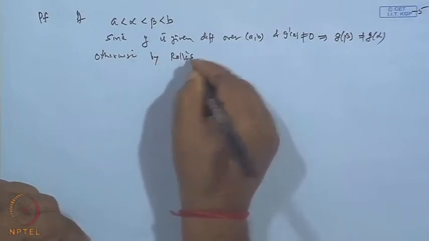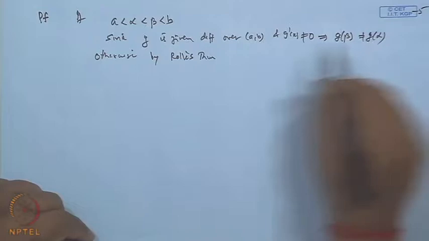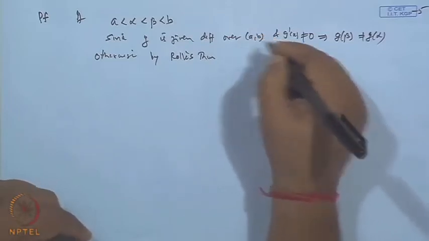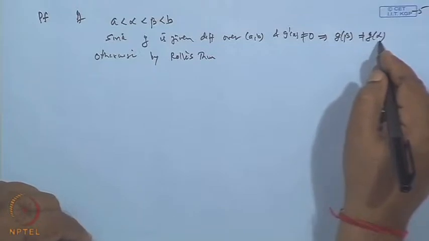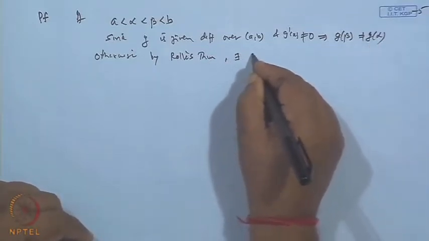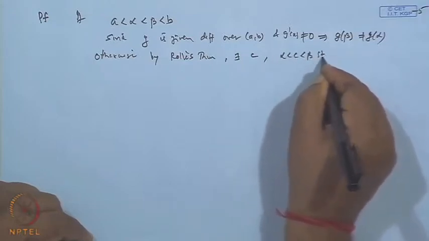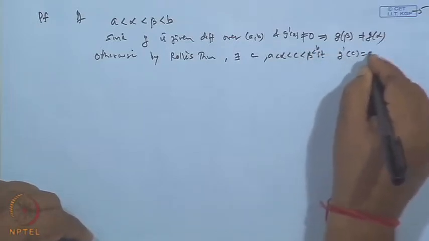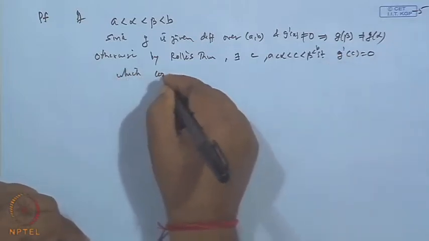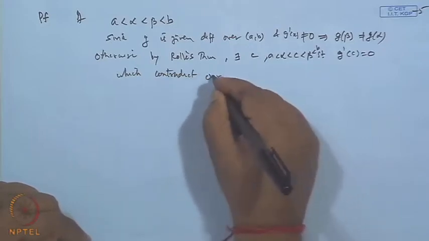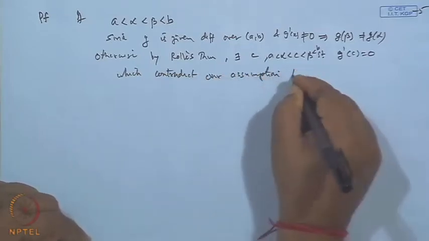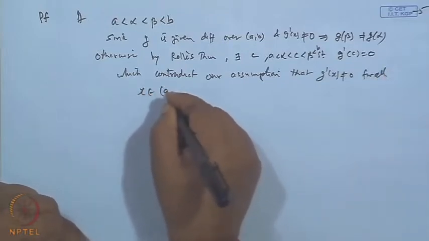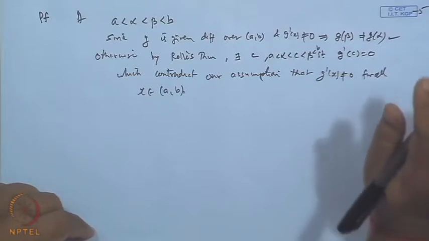by Rolle's theorem, if a function g is continuous over the closed interval alpha beta, differentiable over the open interval alpha beta, and if the end point values g alpha and g beta are the same, then there will exist a point c lying between alpha and beta such that the derivative of g at the point c must be 0, which contradicts our assumption that g prime x never vanishes for any x belonging to the interval a b. So, always this result will be true, that g beta is not equal to g alpha.